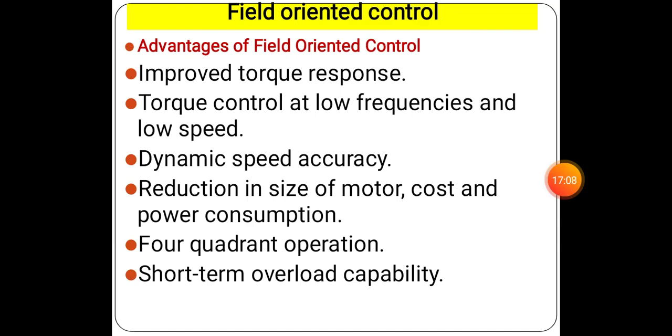Now we are going towards the advantages of field oriented control. What are the advantages? Firstly, it has improved torque response. Then it has torque control at low frequencies and low speeds. It has dynamic speed accuracy. The field oriented control method has reduction in size of motor, cost and power consumption. It has four quadrant operation and short term overload capability. So these are some advantages. According to that, we can use the field oriented control method for precise control of induction motor drives.